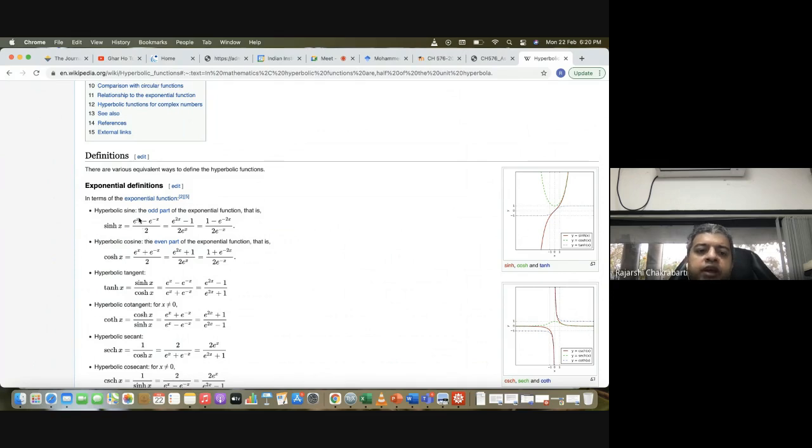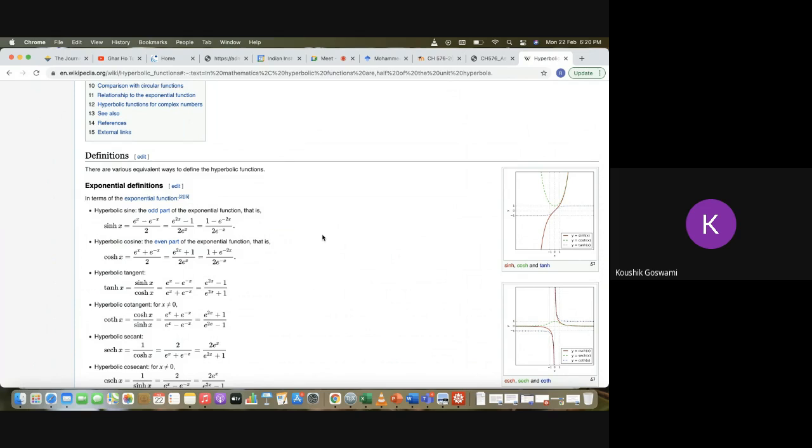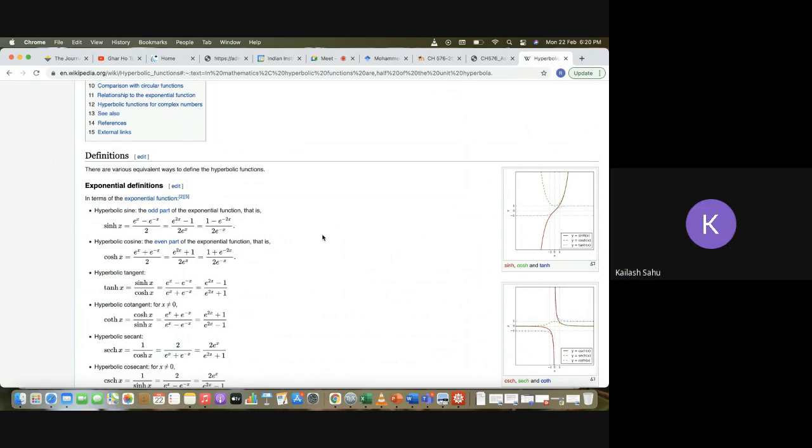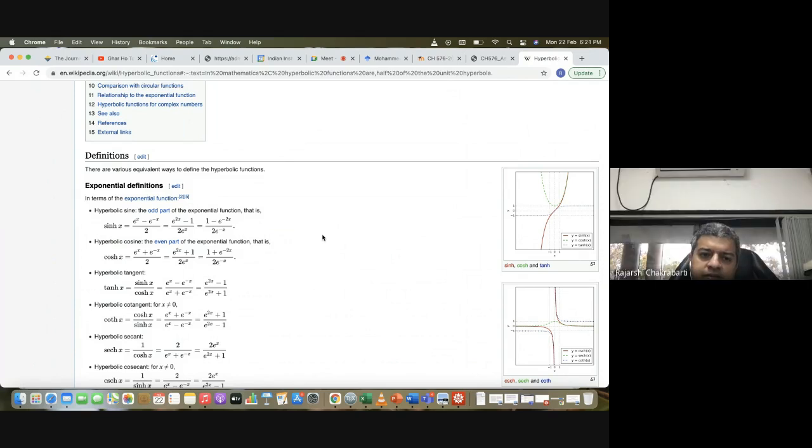If I put x equal to ix, this will become exponential of ix minus exponential of minus ix. That is going to be equal to i times sine x, isn't it? Minus i times sine x? Because sine x is exponential of ix minus exponential of minus ix divided by twice i, isn't it?